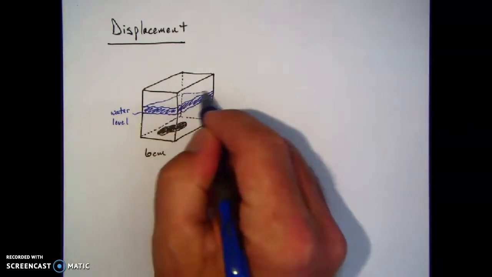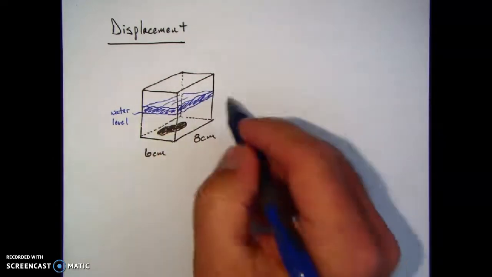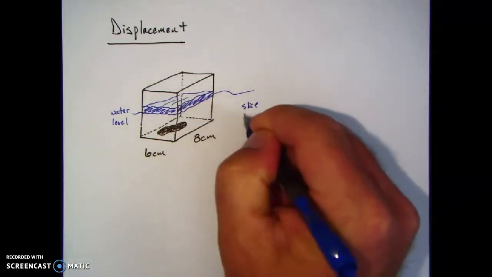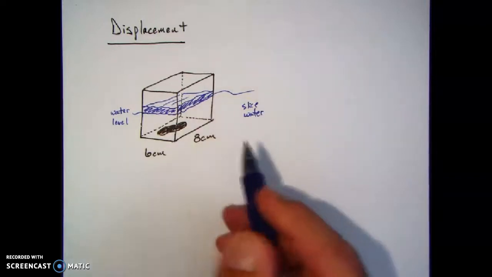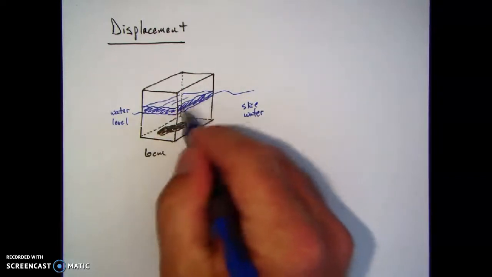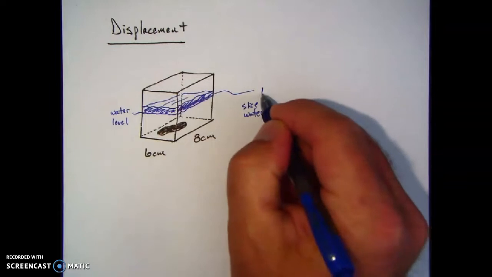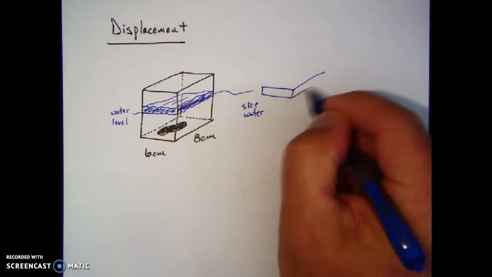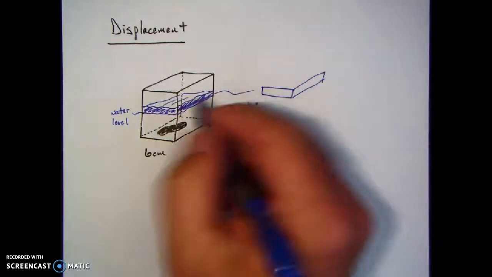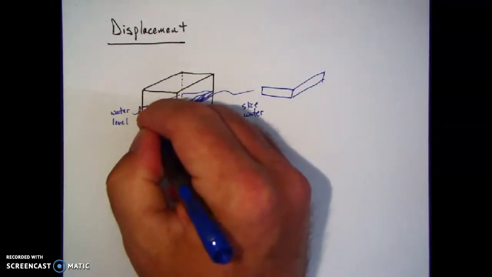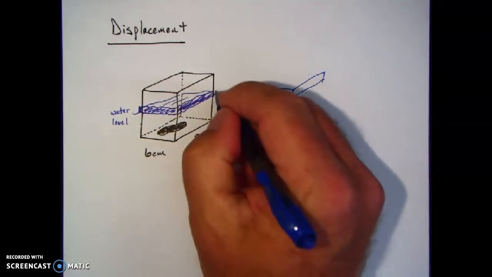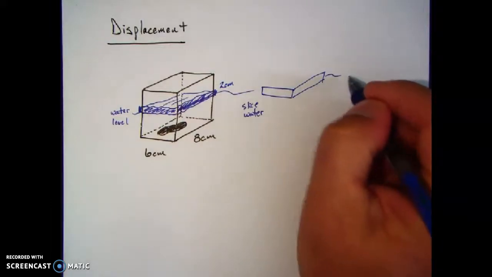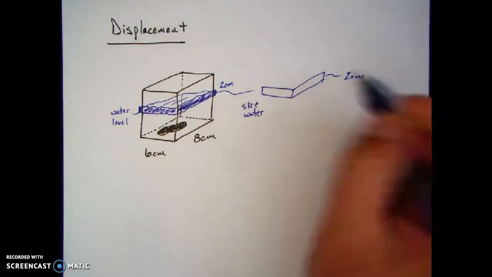So imagine this slice of water across here. That's what we're really going to focus on, that slice of water. Not the entire prism full of water, just this slice of water that has been displaced by that clump of metal. Whatever the amount of change in our water level, let's say in this case it rose 2 centimeters, that would be like the height of this slice of water.